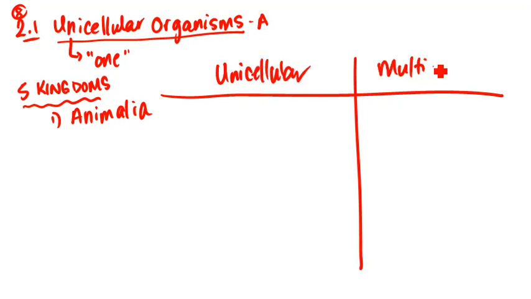So if we look at the first one, Animalia, an example of a multicellular organism would be the human, or a cat, or a dog, alligator, any animal that's composed of more than one cell. The unicellular animal example that is most often seen is the amoeba. And we'll be looking at the amoeba a little bit more specifically in the next lesson.